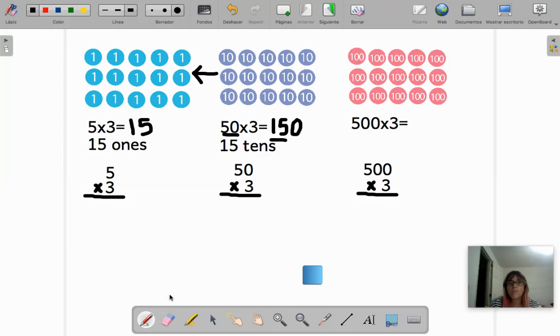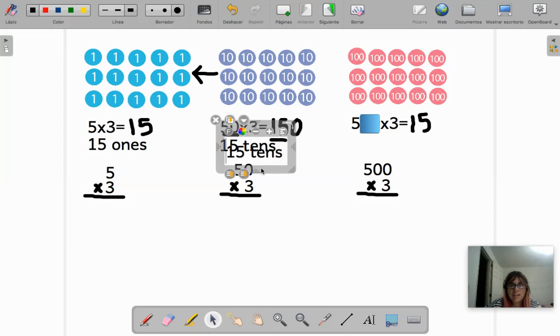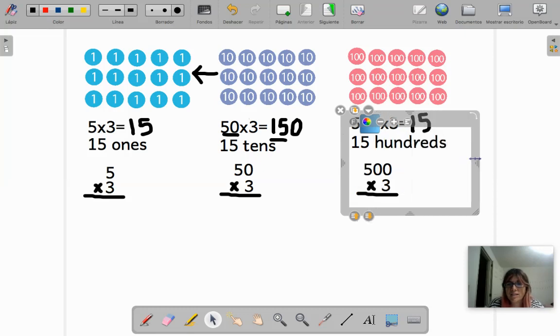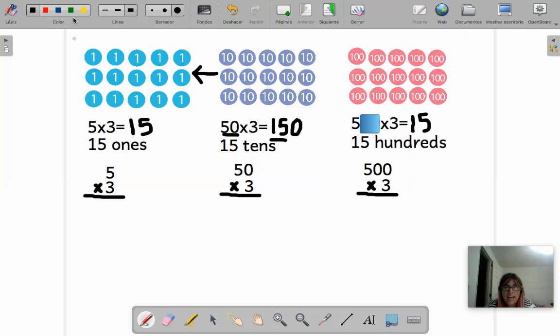Very good. So it is like the one we did before. What do you do in these ones? We are going to ignore the zeros. So we end up with the same super easy multiplication that you already know. 5 times 3. How much is 5 times 3? 5, 10, excellent, 15. So again, we put 15. So we have 15, but now they are hundreds, 15 hundreds. Okay? So in all of them we had 15, but of ones, 15 but they are tens, and 15 hundreds.